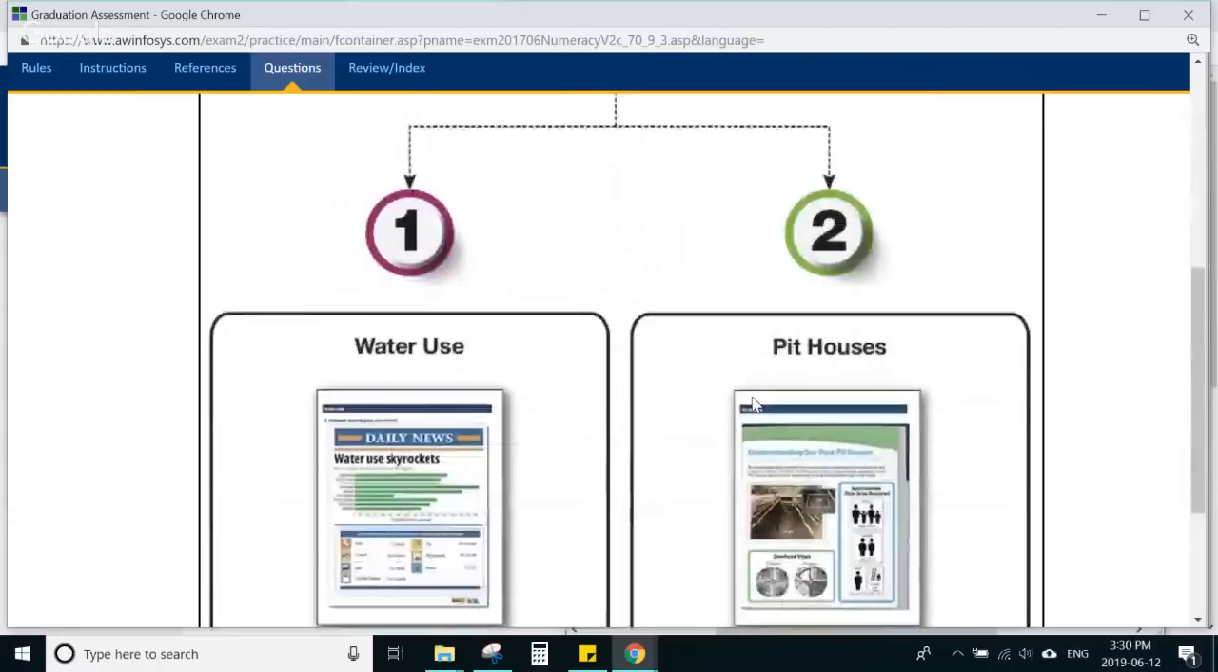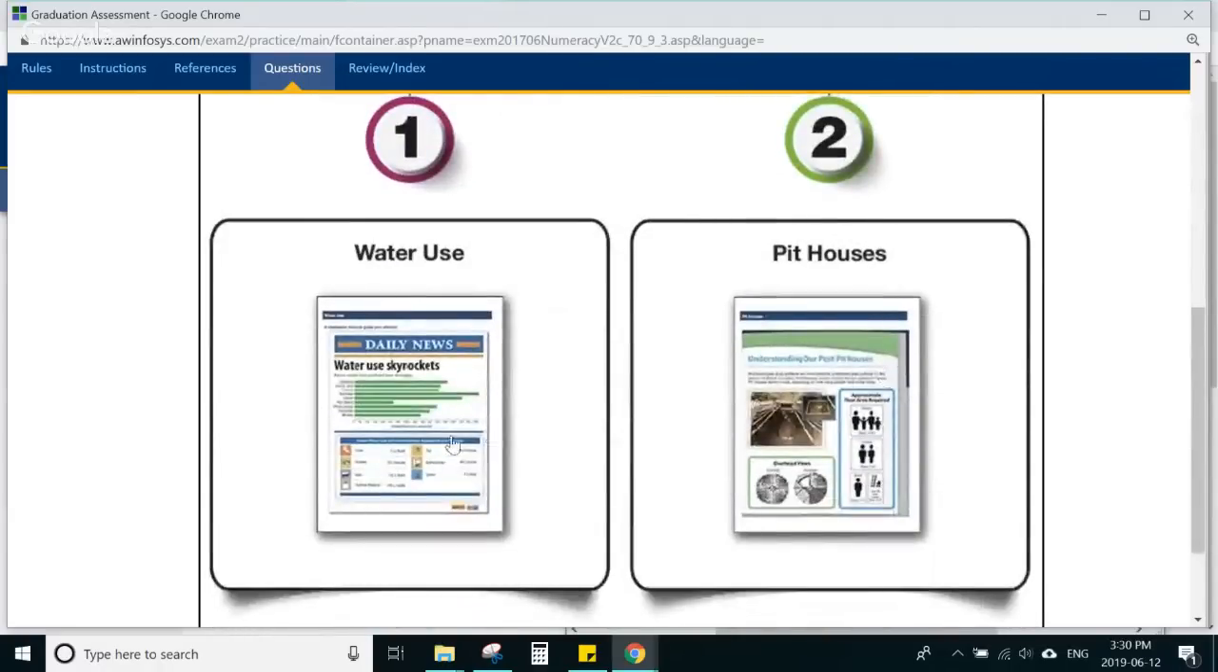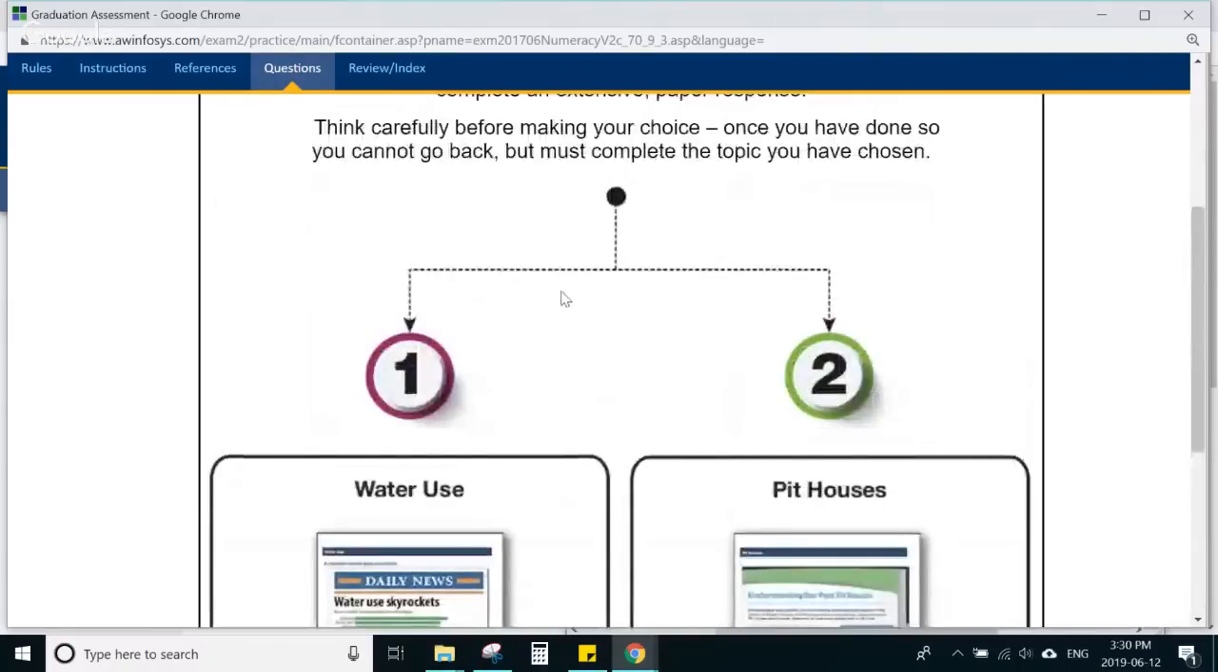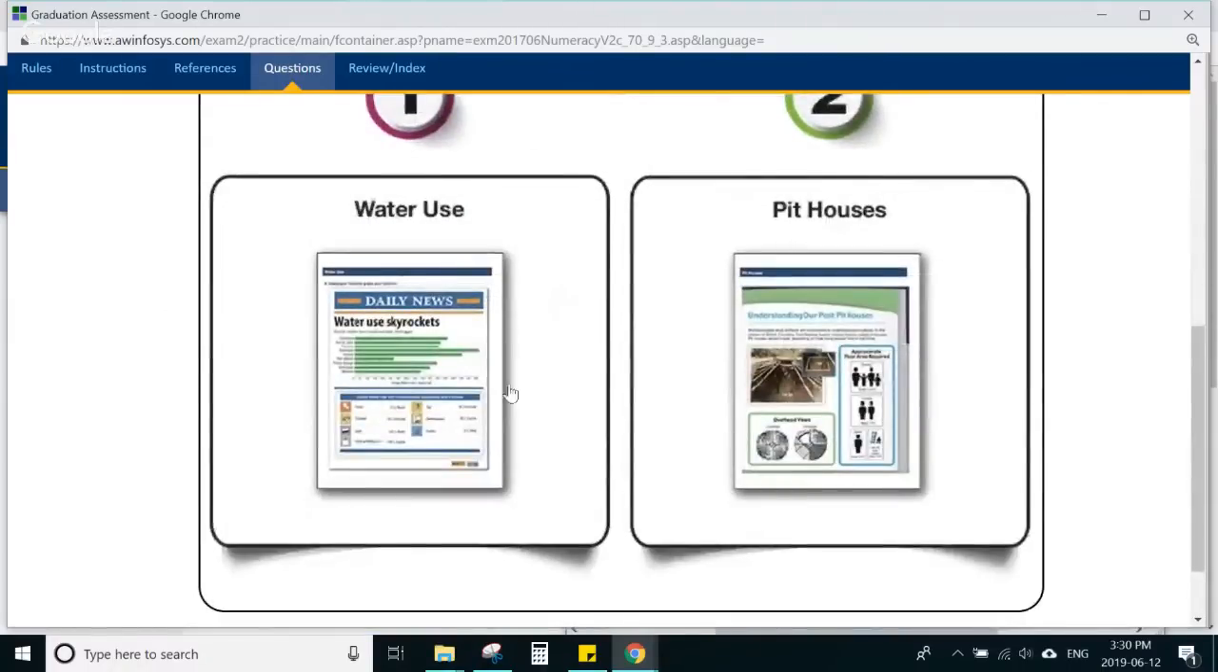You have to make a choice. Which one of these 2 articles spoke to you on a greater level? Was it the water use, or was it the pit house? Which one did you enjoy working with the most? Okay, once you make this choice, you don't get to go back on it. So you only have one opportunity to engage, and you can't go back once you've made this choice, or once the question's shown. So maybe you choose water use, maybe you choose pit house.